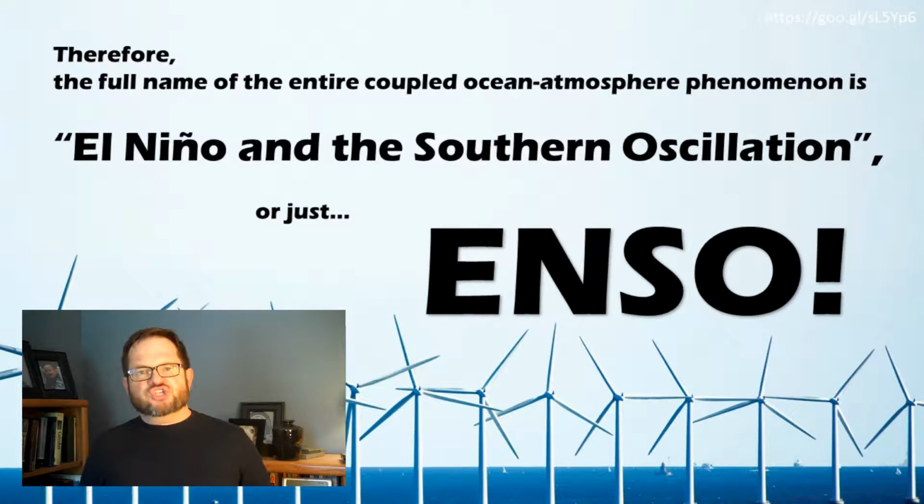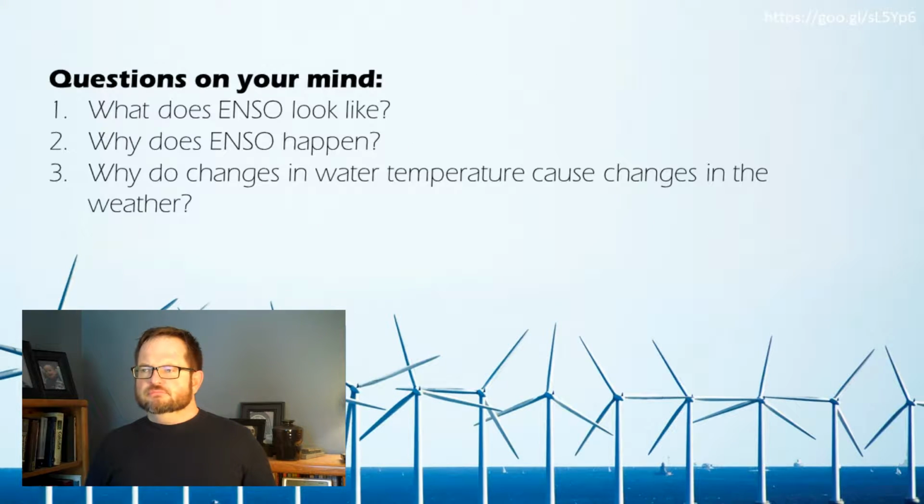That's a better recognition of the fact that this is a coupled phenomenon. The ocean isn't changing the atmosphere, and the atmosphere isn't changing the ocean; they're working together. I can imagine that nothing I've said so far has helped with some basic questions on your mind, like: what does this ENSO thing look like? Or why does this ENSO thing happen? Or why would changes in the water temperature in the Pacific Ocean cause changes in weather patterns worldwide?